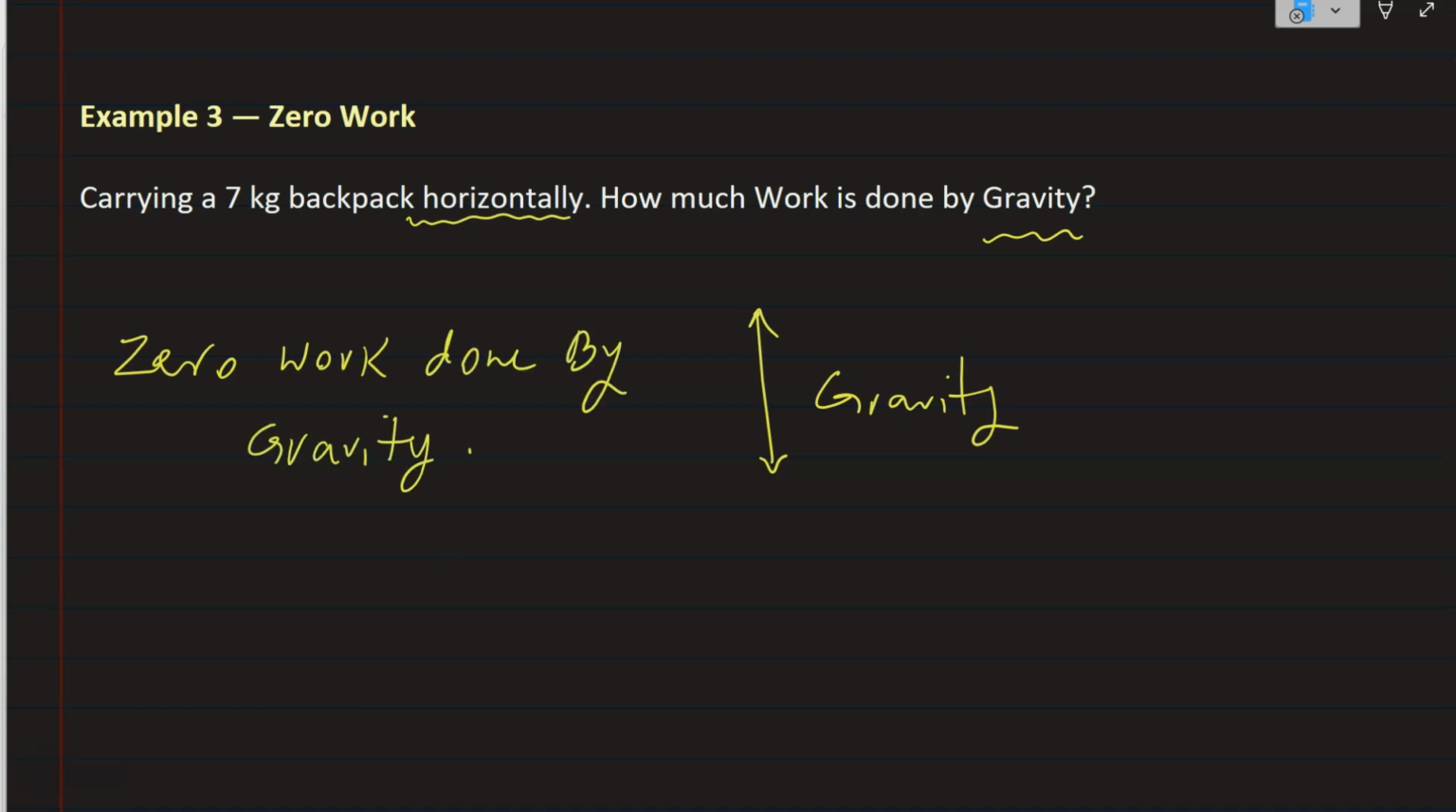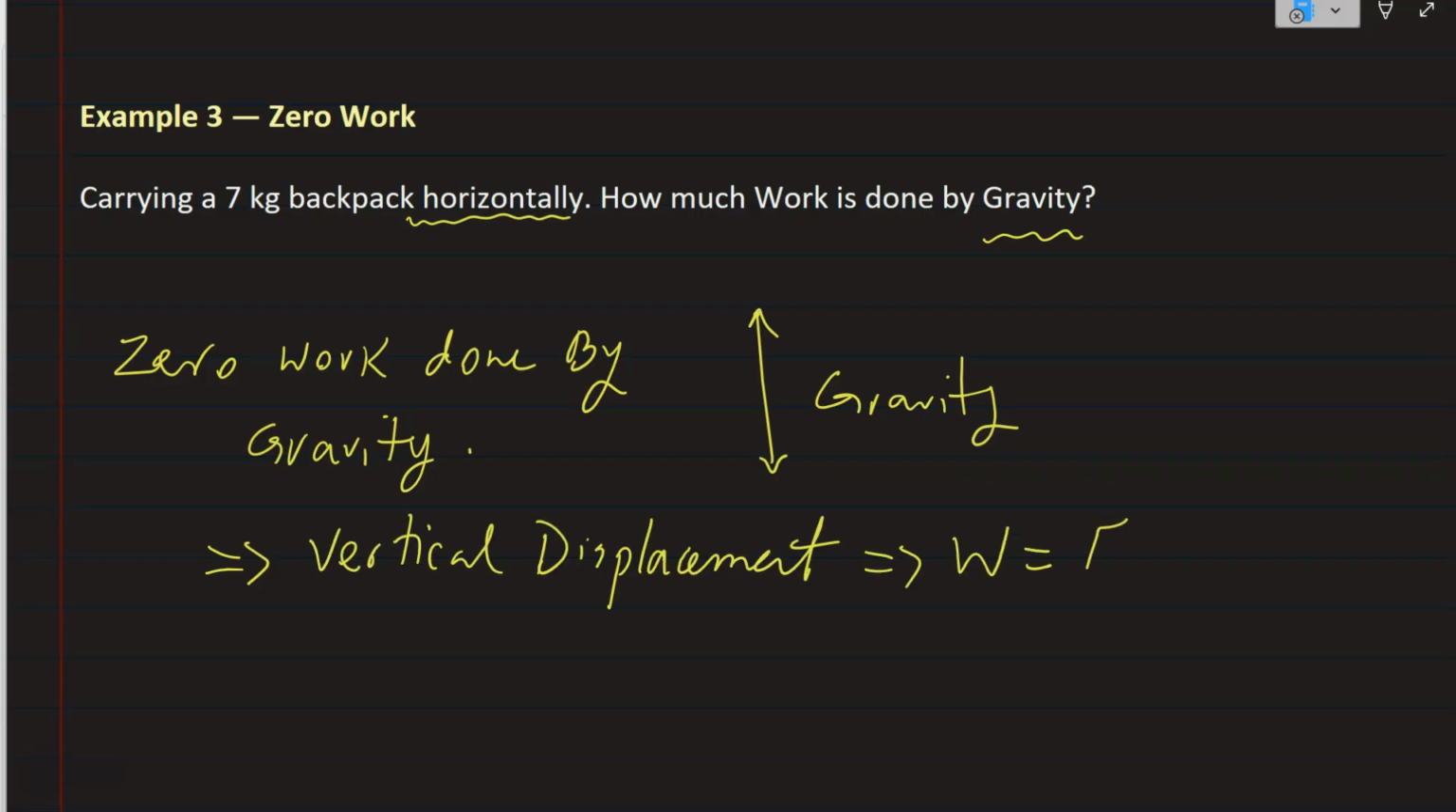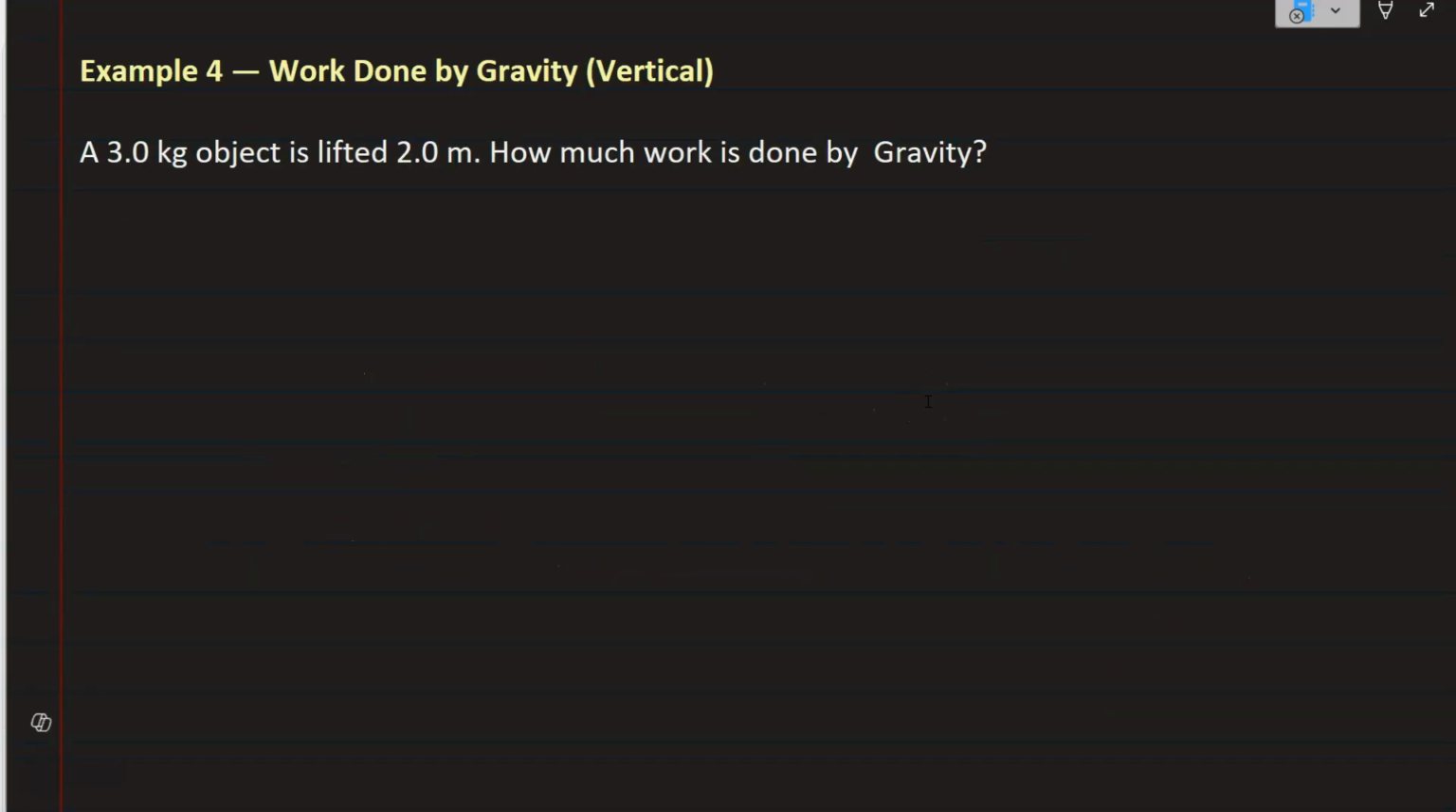There is no vertical displacement, right? So no vertical displacement. That means W is equal to whatever the force is, multiplied by D, which is 0 meters. That's a multiplication. Well, remember, that would be 0 joules. Here we go. So zero work done. This was a kind of an easy but tricky question. So let's look at this one.